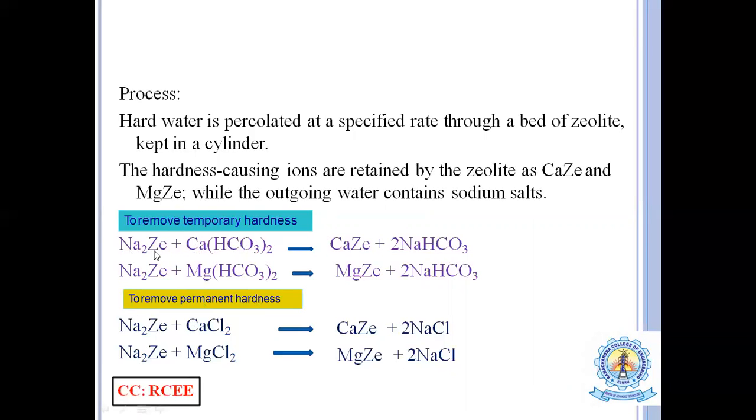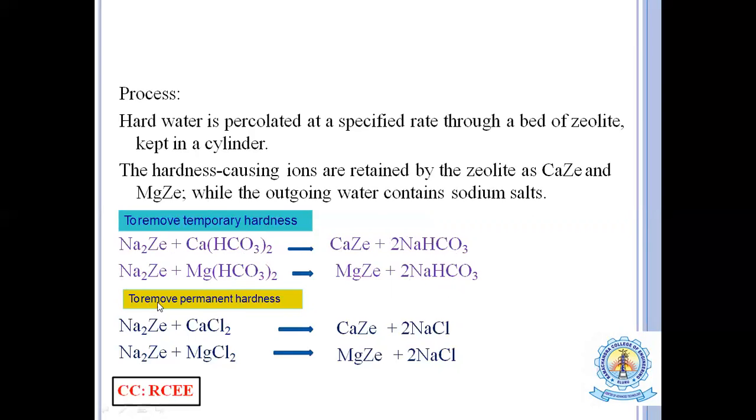This is the formula of Na2Ze, the formula of zeolite, and it is exchanged with the temporary hardness, that is calcium bicarbonate. Here the calcium ions are replaced by sodium ions, so calcium zeolite plus sodium bicarbonate is formed. Likewise, with magnesium bicarbonate, sodium bicarbonate is formed and magnesium zeolite is formed. This is the process by which temporary hardness is removed by the zeolite bed.